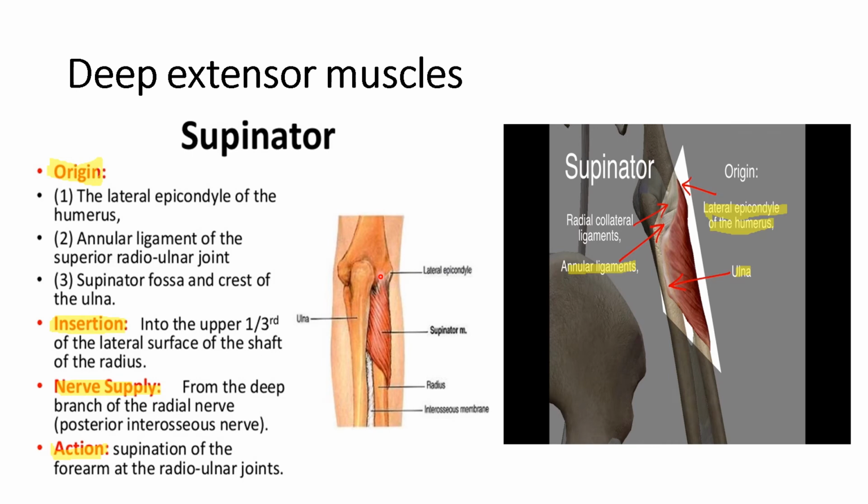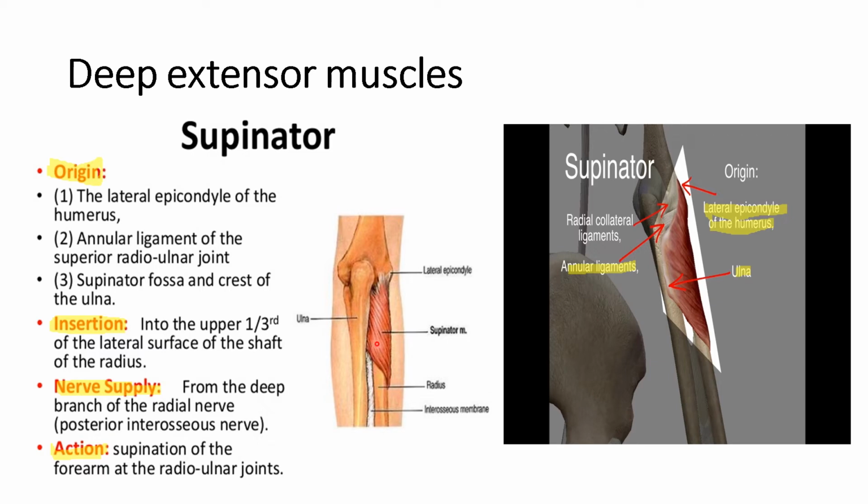So after completing the superficial extensor muscles, the deep extensor muscles, the number one muscle is the supinator muscle. This muscle lies deep in the cubital fossa and along with the brachialis muscle forms its floor. This muscle originates from the lateral epicondyle of the humerus. Here you can also see this from the lateral epicondyle of the humerus, the annular ligament of the superior radioulnar joint, and the supinator fossa and crest of the ulna, and it inserts into the upper one third of the lateral surface of the shaft of the radius.